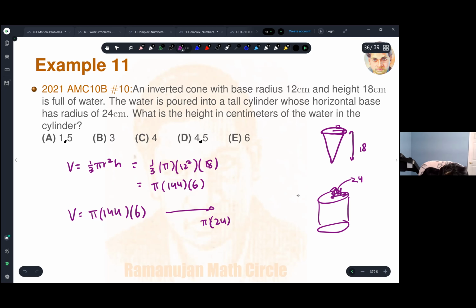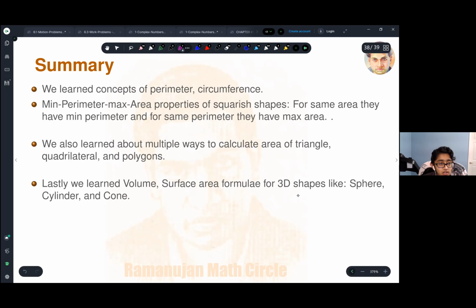Okay, so that's the basic coverage of geometry for AMC8. We learned concepts of perimeter and circumference at the beginning, and we talked about the really important min, peri, and max area properties, and how it's better to have more square-like shapes to get minimum perimeter for the same area and maximum area for a given perimeter.